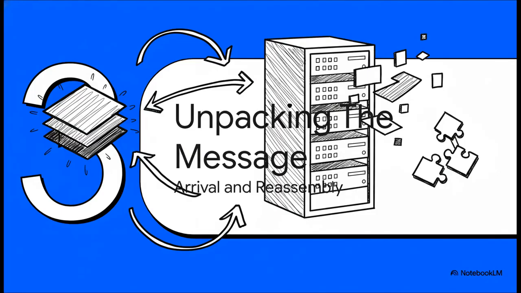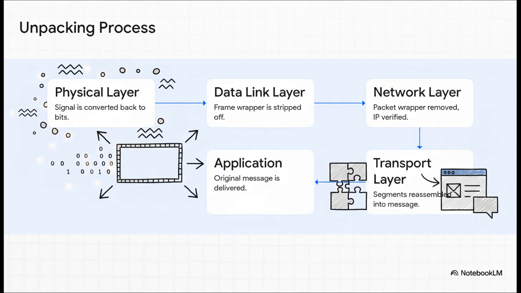After hopping across different networks and maybe even continents, our packet finally arrives at the destination server. But of course, it's still covered in all those layers of digital packaging. So now the whole process has to happen in reverse. The arrival is basically like watching the sending process on rewind. First, the physical signal is turned back into bits.